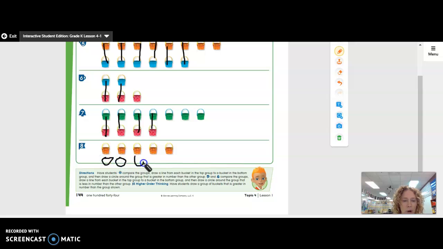Has to be more. All right, so I drew the same. So if I need to draw more, what do I need to do? Add a few more buckets, okay? Because it has to be more. That means there has to be leftovers when you match them up, okay? Has to be more.